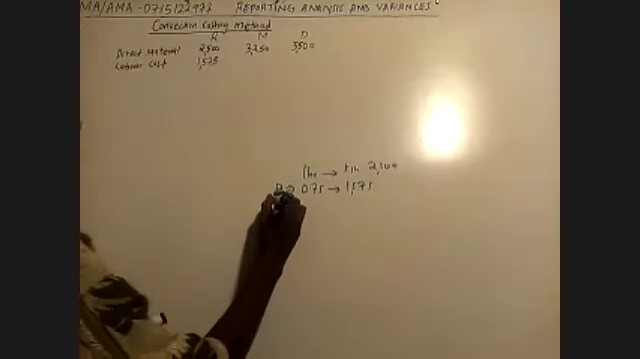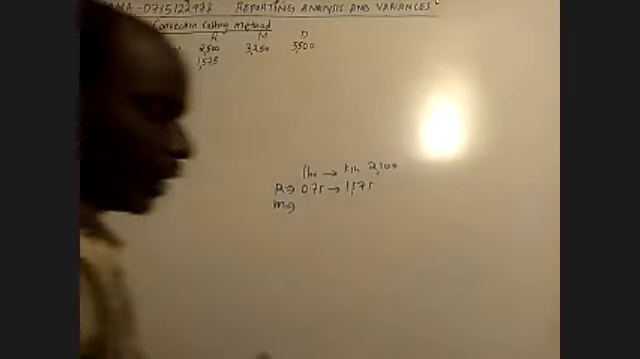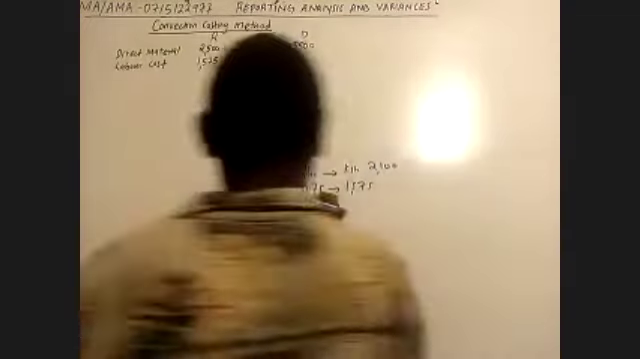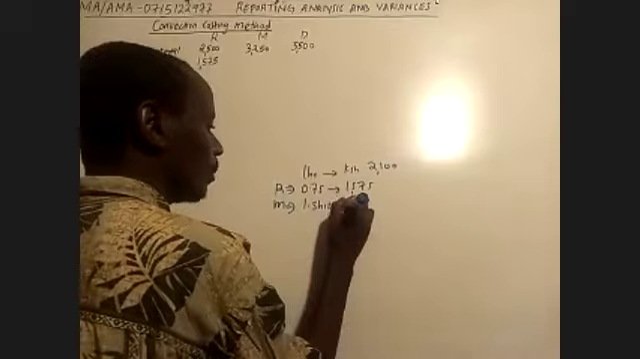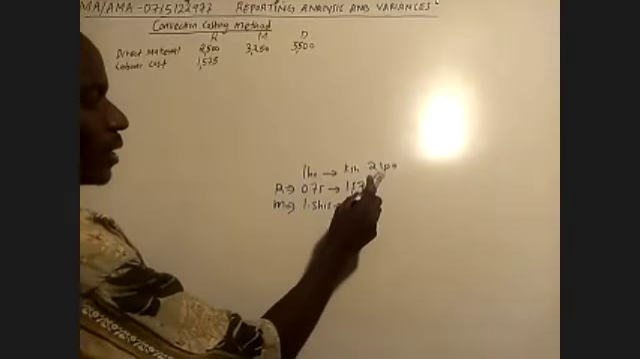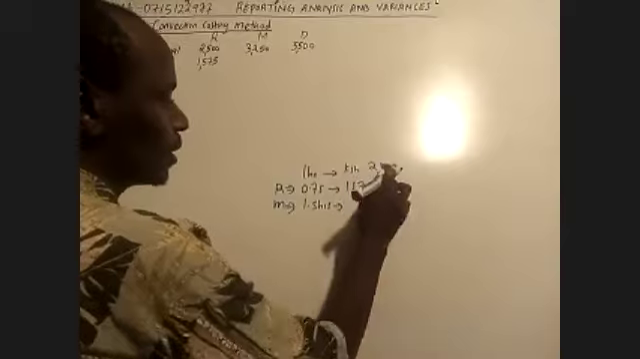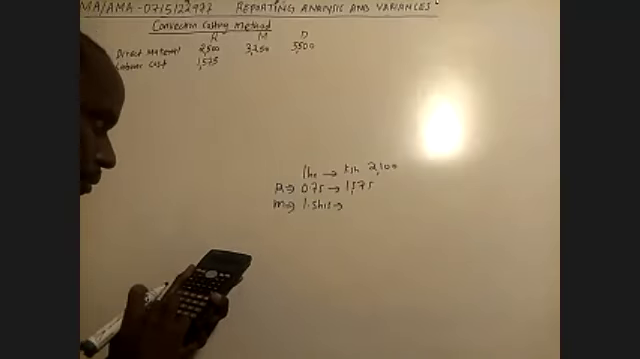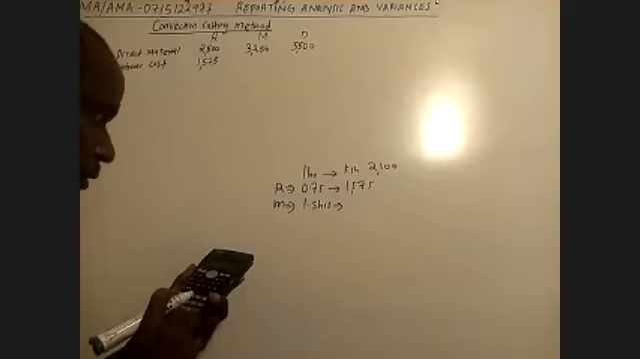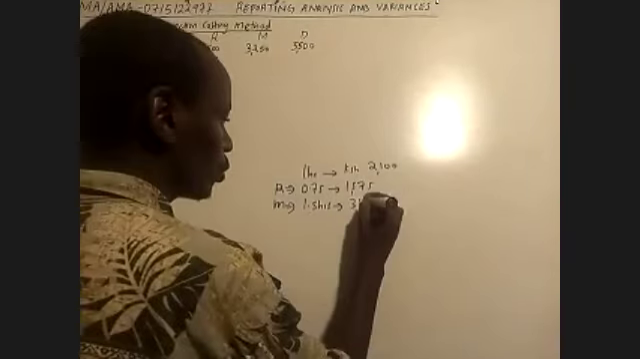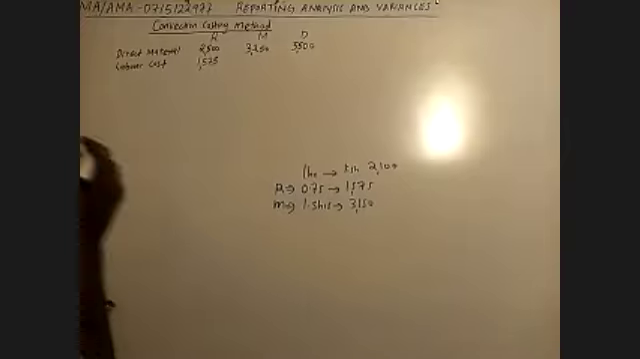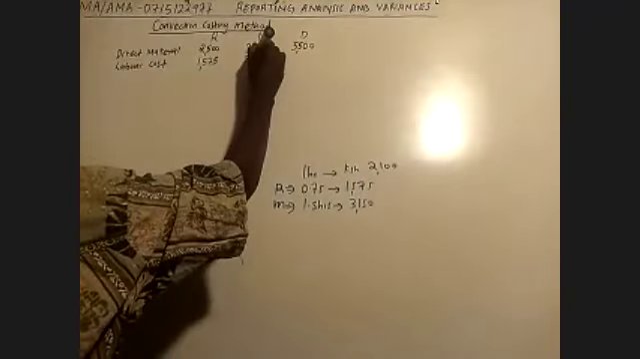Now the other one per unit is ngapi? Let's go to M. If you go to M, from the question wanatuambia it is 1.5 hours. But we know 1 hour is Kenya shillings 2100. What about 1.5? According to 2100 times 1.5, that will be equal to 3150 per unit.